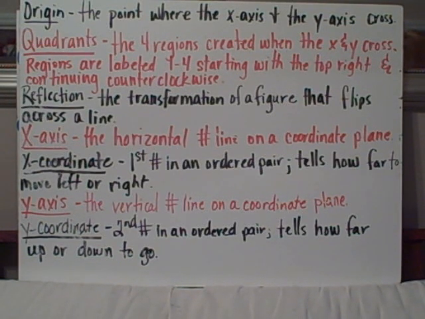Our x-coordinate is the first number in an ordered pair, and that's going to tell us how far we need to move left or right, and we're always moving from 0, which is the center of the coordinate plane. The y-axis is a vertical line on a coordinate plane, and the y-coordinate is our second number in an ordered pair, and it tells us how far we need to go up or down. Usually we're moving up or down either from 0 or from one spot on the x-axis.